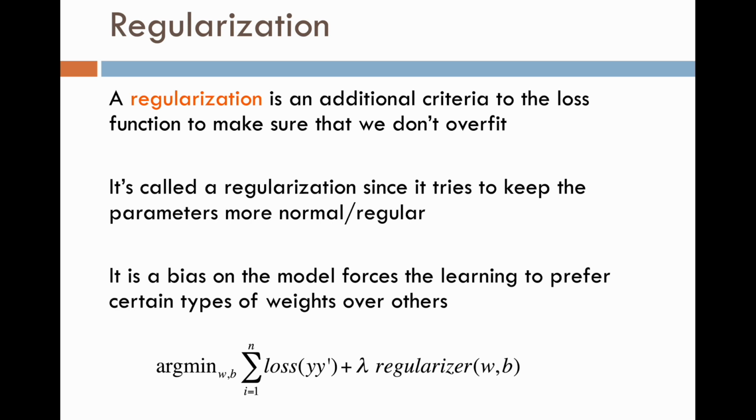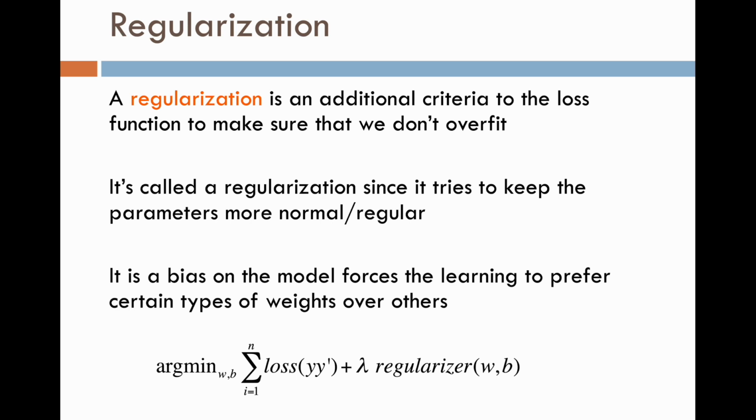This is the way it works. We have to define a cost function or a loss function. That is the loss function. Now regularization is saying that you have a default loss function for a particular algorithm, but we are adding an additional criteria also, right?